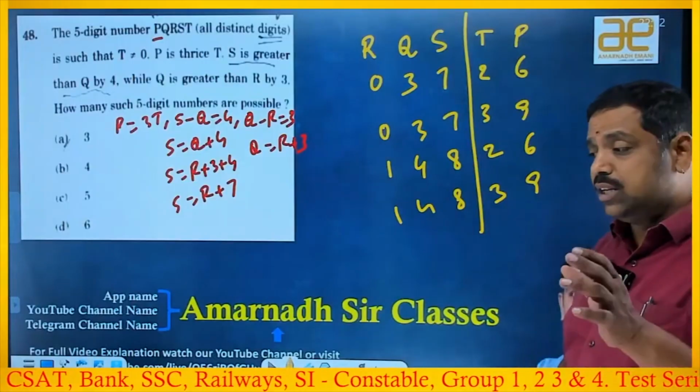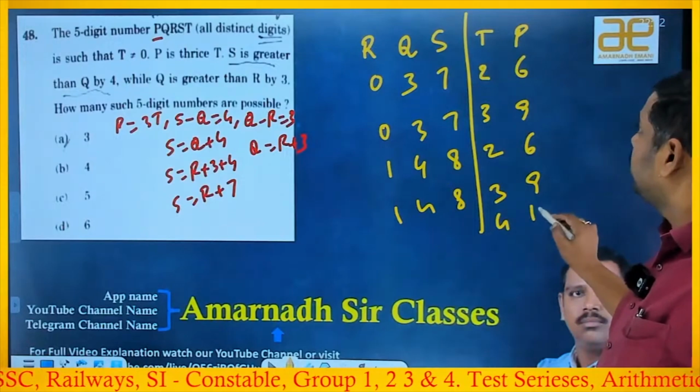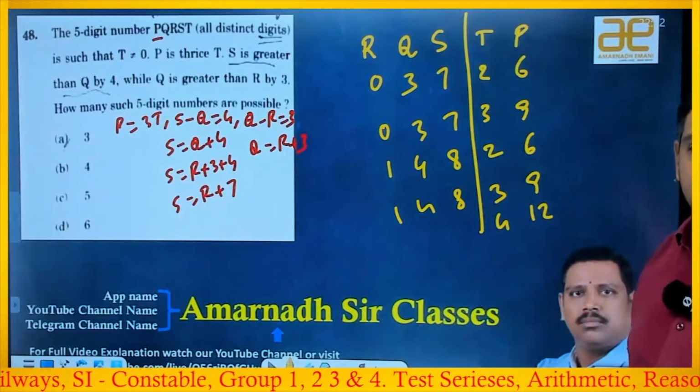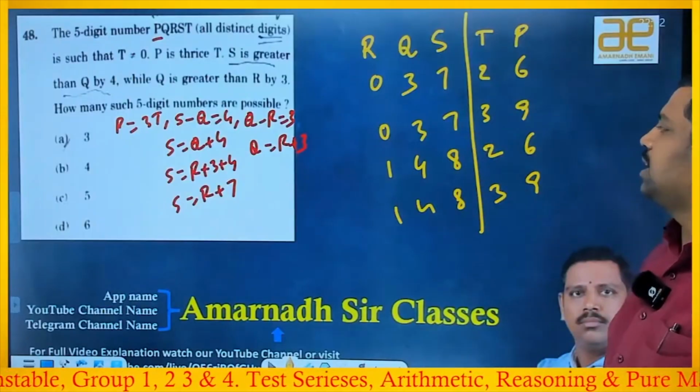So you might get a doubt that, sir, why are you stopping the T value at 3? If I take T as equal to 4, it will be 12, right? 12 is not a digit, right? That's why I'm not verifying that. Okay, now 1, 2, 3, 4 cases I got.